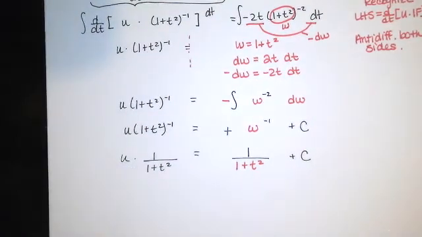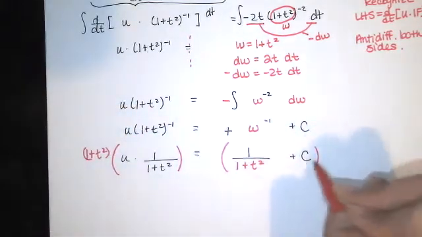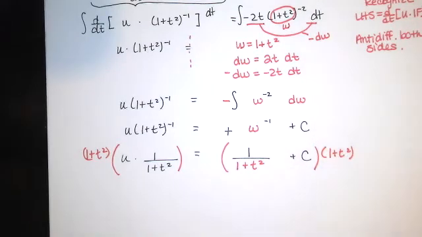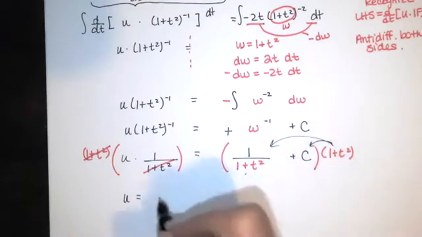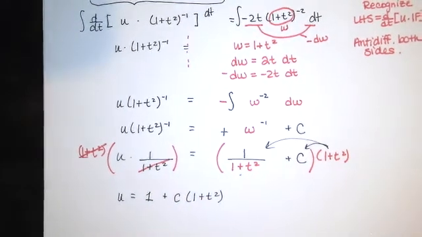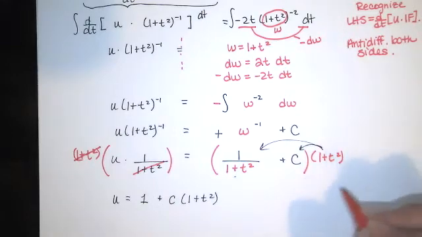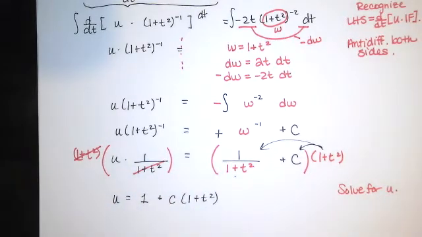Okay, now if I want to get u by itself, I can multiply both sides by 1 + t². Don't forget to multiply that c by 1 + t². A lot of students forget to do that. Those will reduce, and you end up with u equals, if you distribute, this times that's just going to give me a 1. And then we'll have the c times the quantity 1 + t². So we anti-differentiated both sides, and we just solved for u by dividing by the integrating factor or multiplying by the reciprocal there. Same thing.